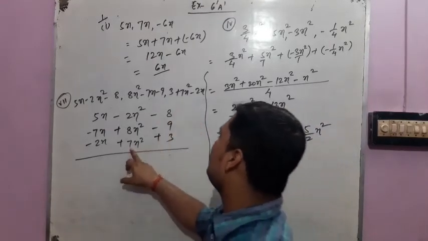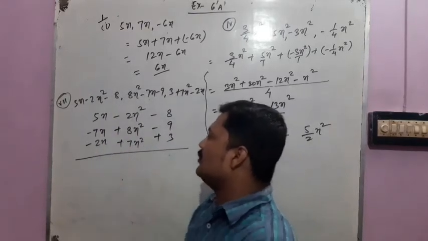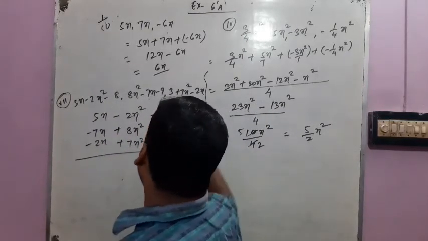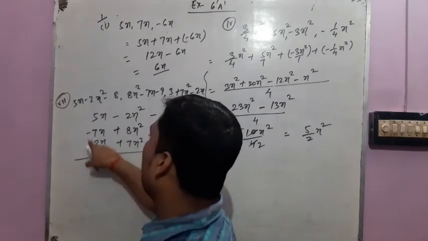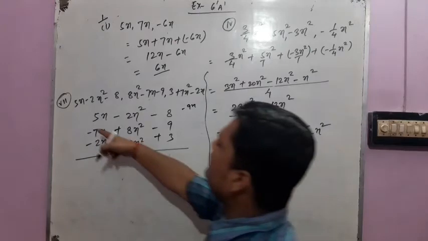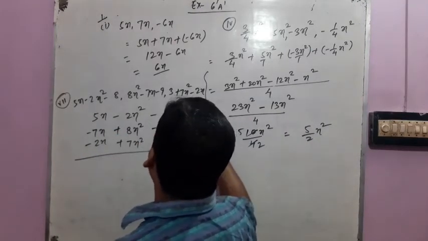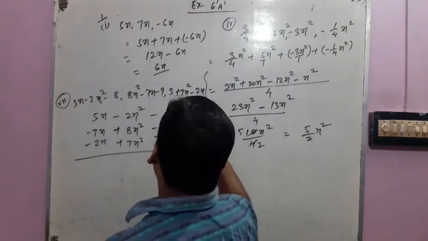Then the next is plus 7x square. And then it is minus 2x. Now both are negative terms, so when you add, you will get minus 9x. When we add both of the negative terms, you will get minus 9x. But this is plus 5x. So now when we add them, we will get minus 4x.